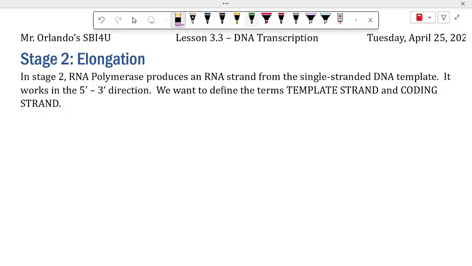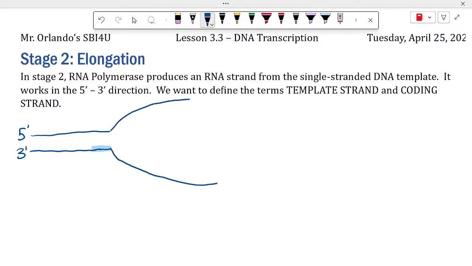So let's look at this. We have our original DNA. Here we are, and let's say this is the 5' end of the DNA, then this will be 3'. And then initiation has taken place. So we have our promoter region here maybe. So we have the promoter there, and the promoter has attracted RNA polymerase. So this is going to open up like that.